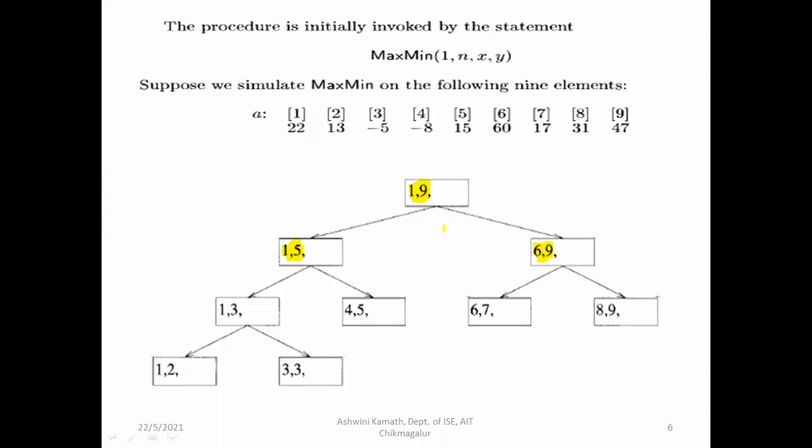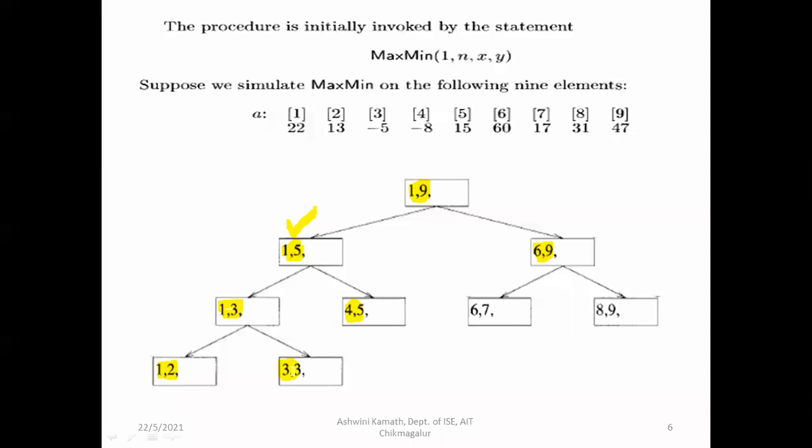Again, for this 1 to 5, you are calling max min. So now the i and j values will change to 1 and 5. 1 plus 5 is equal to 6. 6 divided by 2 is equal to 3. So 1 to 3 is one array, and 4 to 5 is another array. Then what happens in this case? 1 to 3: 1 plus 3 divided by 2, that is 4 by 2, equal to 2. 1 to 2 is one array, and 3 and 3 is another array.